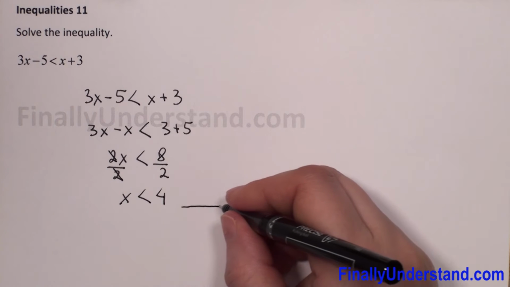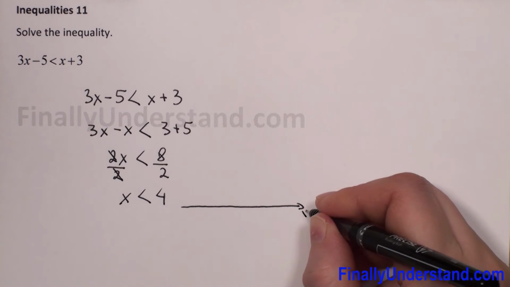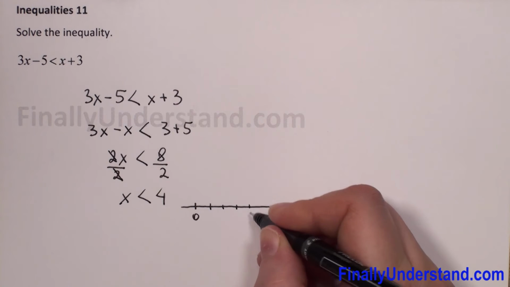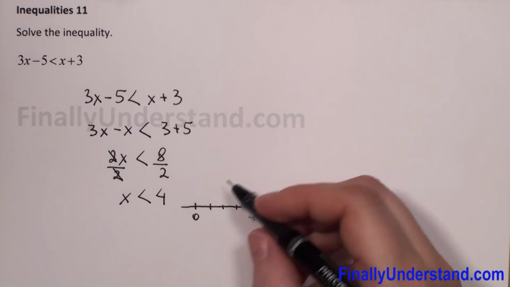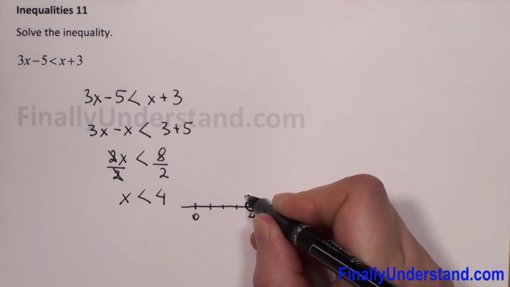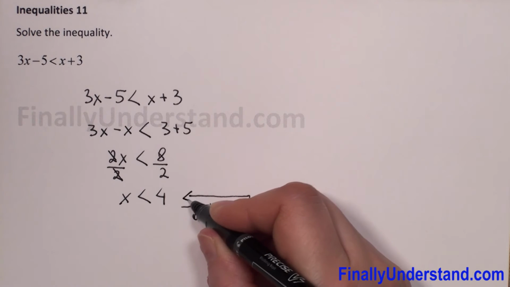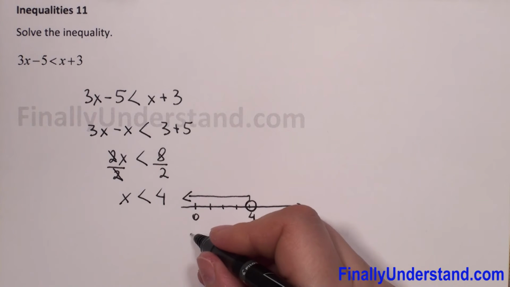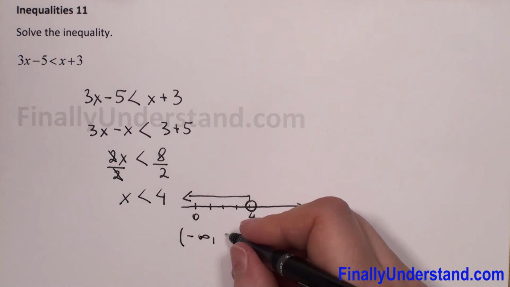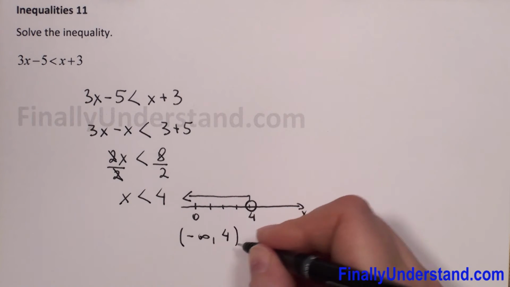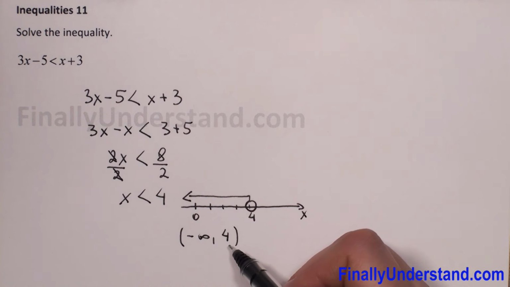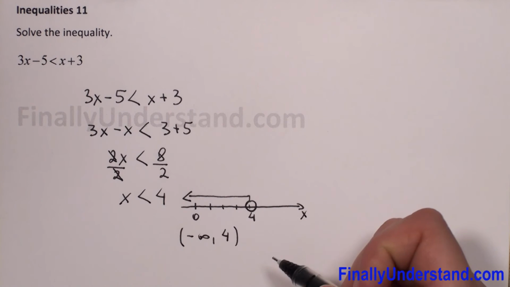So I can draw a number line x. I have 0, 1, 2, 3, 4. X is less than 4, so it means 4 is not included and it goes to negative infinity. So we have the interval from negative infinity to 4. This is our solution. Now we can always check if it's correct.